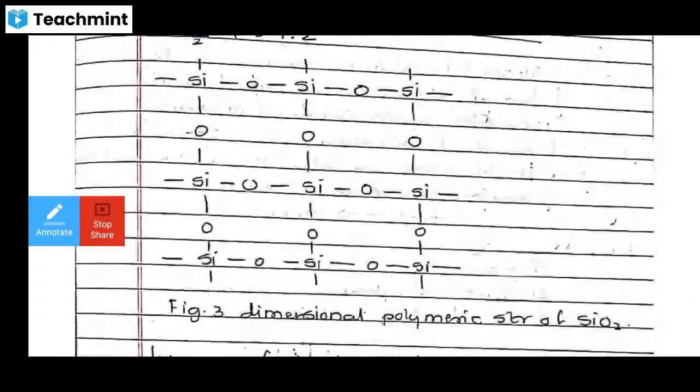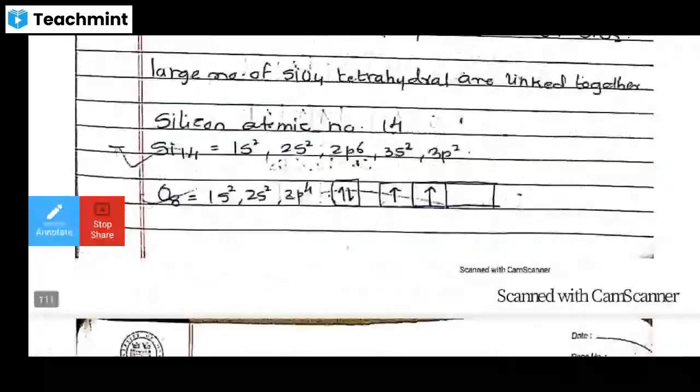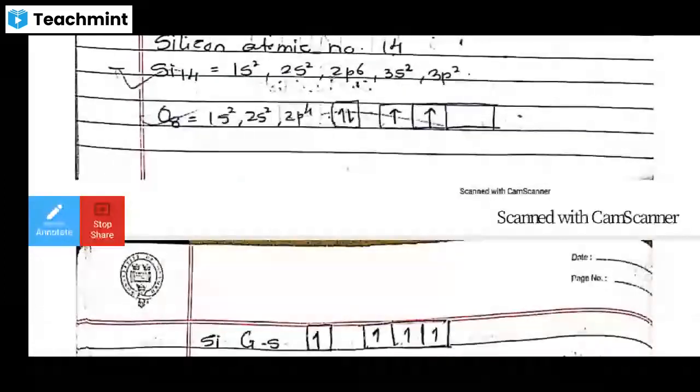Next is the electronic configuration of silicon: 1s2, 2s2, 2p6, 3s2, 3p2. This is the common electronic configuration of any carbon family element, where the outermost shell configuration is the same, that is ns2 np2. Oxygen has six outermost electrons, so oxygen requires two electrons to complete its octet.